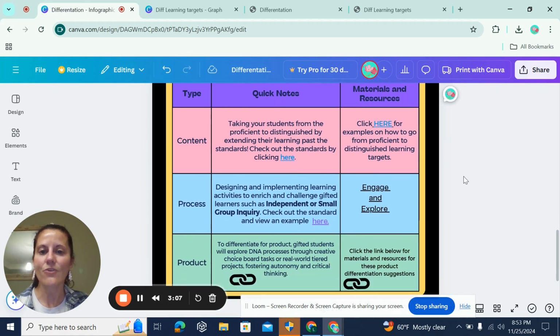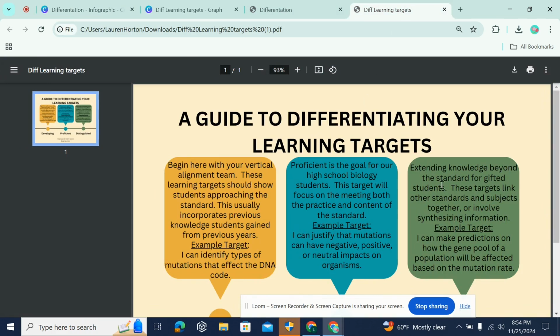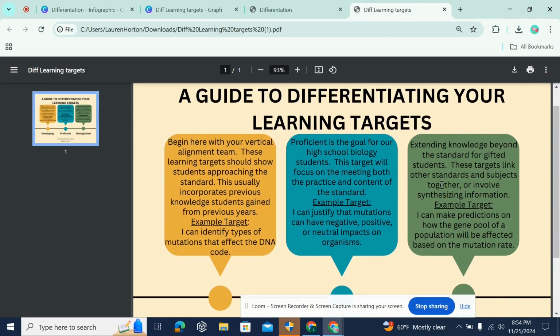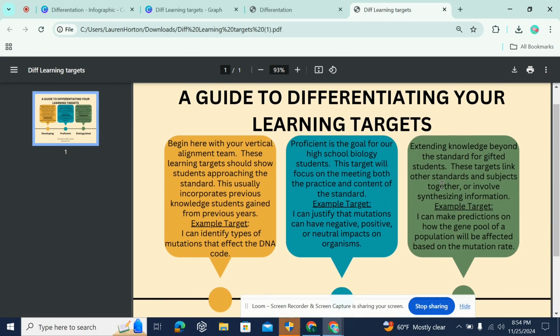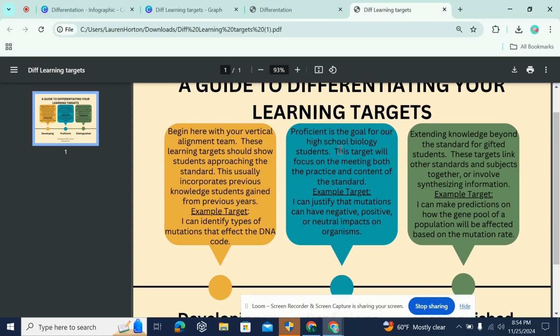Shelley and Carol will go into the process and the product later on, like I mentioned. But for content, you can see we're really taking our students from the proficient level to the distinguished level. If you click here, you'll go to the Georgia Standards of Biology, whereas this will take you to our differentiation infographic on learning targets. For content, it's really important to focus on going from one target to the next.